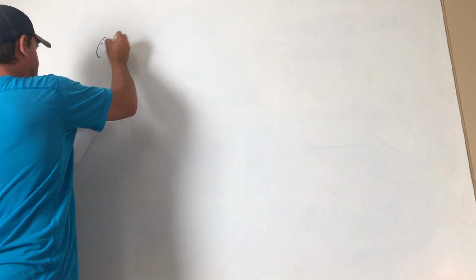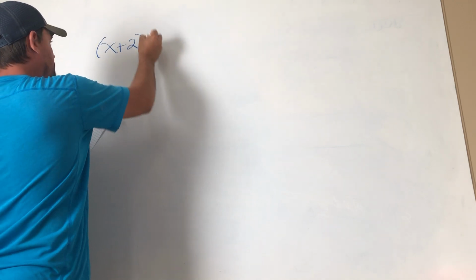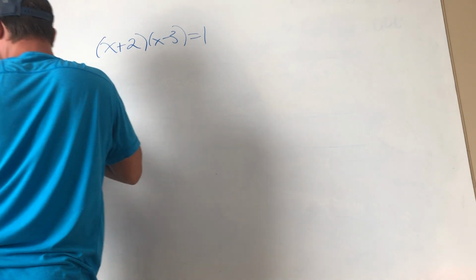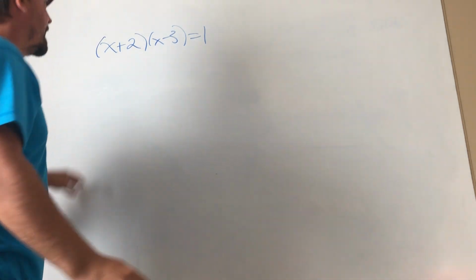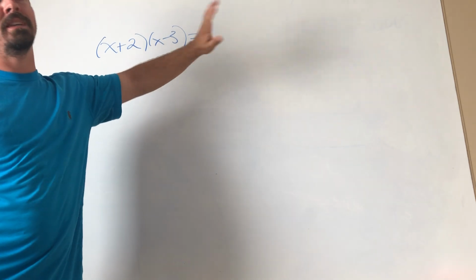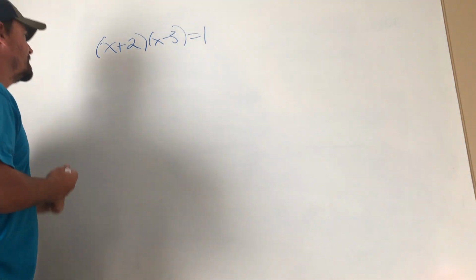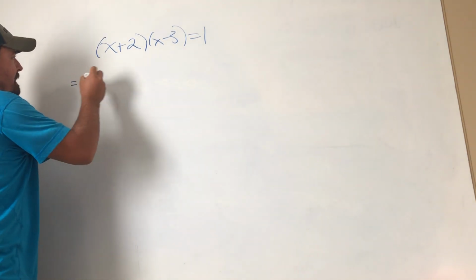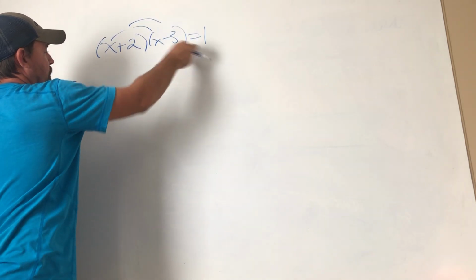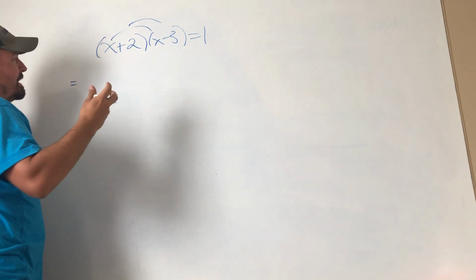I got one more for you, and we'll call it a day. Okay. I've got x plus 2 times x minus 3 equals 1. Now, when you get one like this, you can't say x plus 2 equals 1, x minus 3 equals 1. That's not how it works. What you actually have to do in a situation like this is you have to multiply it out. You have to actually FOIL it and then pull that 1 back over on this side. It's aggravating, but that's what you have to do.